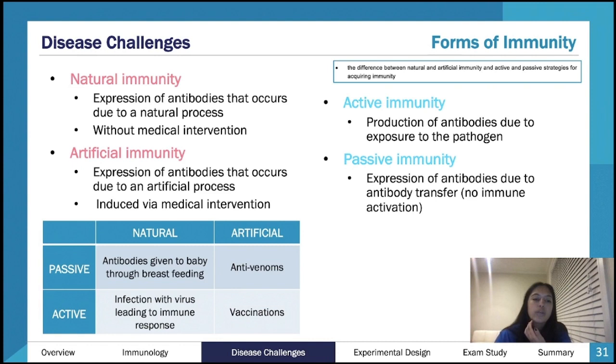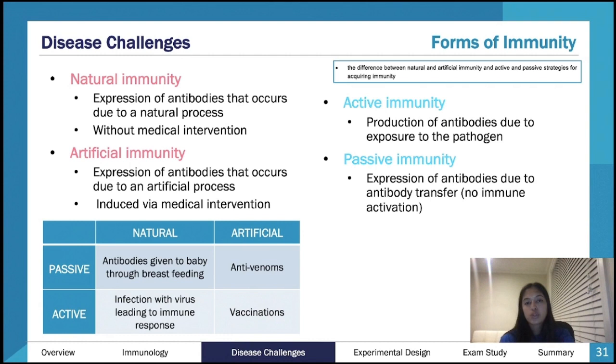So a really common example that they use, in terms of your natural immunity, your natural active is your typical thing that we looked at. So you're infected by a pathogen and you mount a response, you have antibodies as a result. That's your natural active immunity.